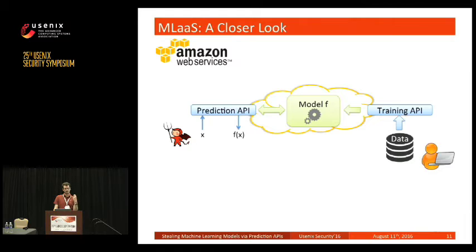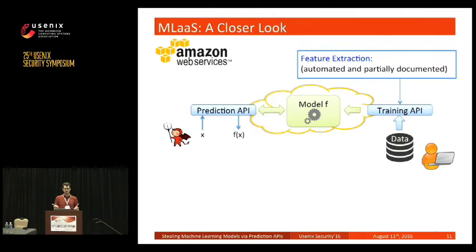First, the user will upload his training data to Amazon, and then the cloud service will apply a certain number of feature extractions. These are essentially ways to select the dimensions of the inputs that are eventually fed into the model. This process is automated, and it's not fully documented by Amazon. But essentially what it ends up with is that the adversary doesn't know a priori exactly which features are actually used by the model.